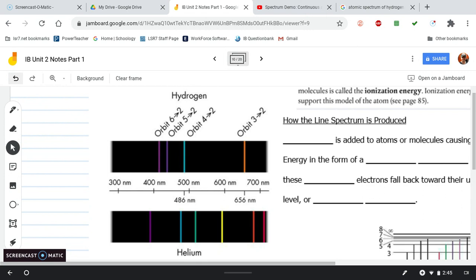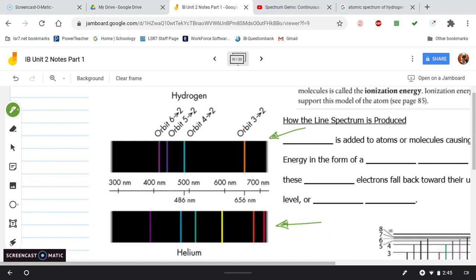Okay, and then helium does the same thing, except, see, there are different lines. Helium here is going to have different lines, and that's what makes it unique. So this is a fingerprint. This is a unique identifier for these elements, and they give these off.